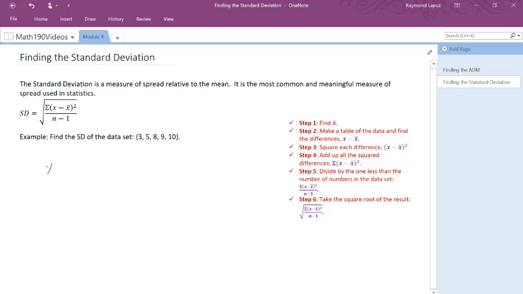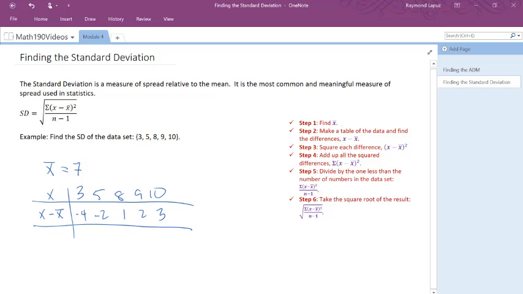So we have our x bar is 7 that we computed from last time. We're going to make a table again. 3, 5, 8, 9, and 10 for our x values, and then we want x minus x bar, which again is the same as the values before: -4, -2, 1, 2, 3. But this time, instead of taking the absolute value, we're going to square each one. So we're going to take this and square it. We get 16, 4, 1, 4, and 9. And then they're all positive. That's another important thing to remember.